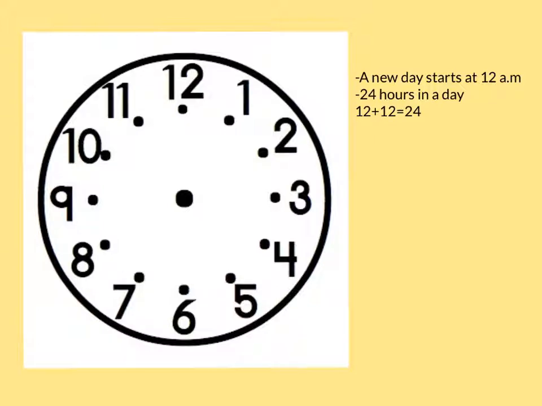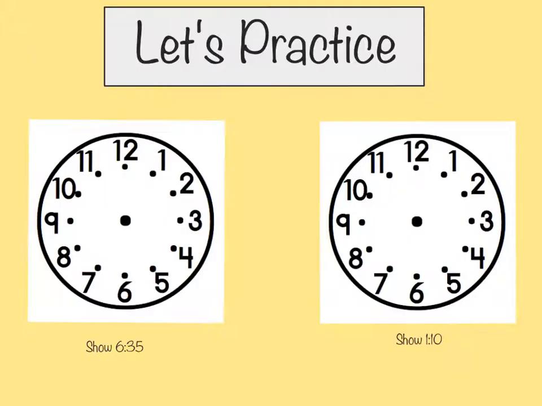Going over AM and PM, every new day starts at 12 a.m. Once it hits 12 a.m., it makes its way around 12 hours, and then it goes to PM for another 12 hours, and that's how you get your 24 hours in a day, and that's why it switches between AM and PM.